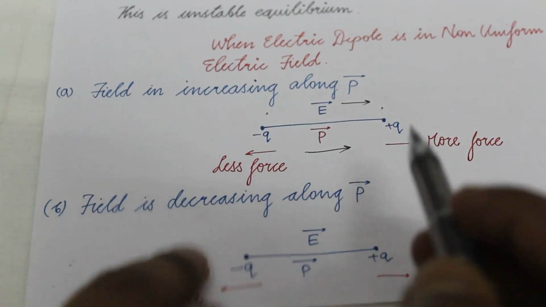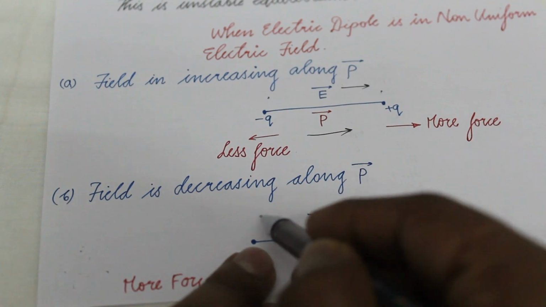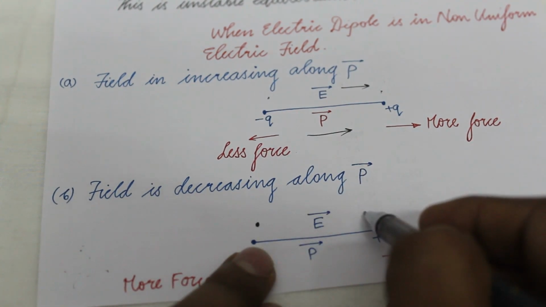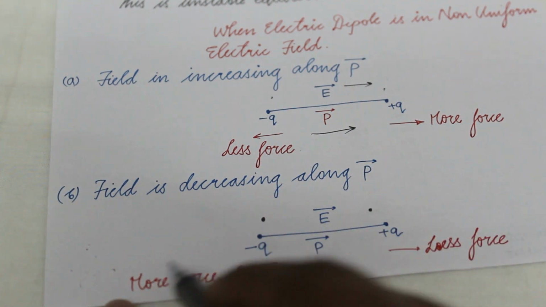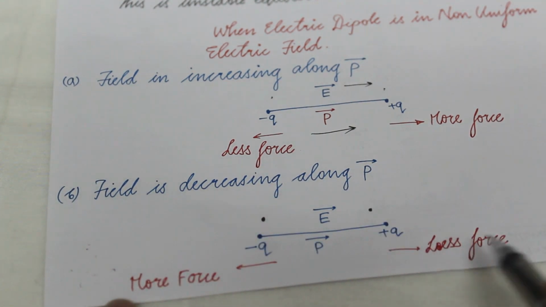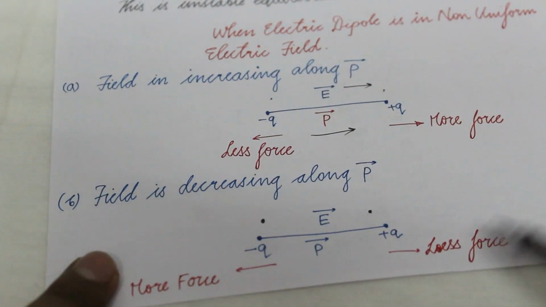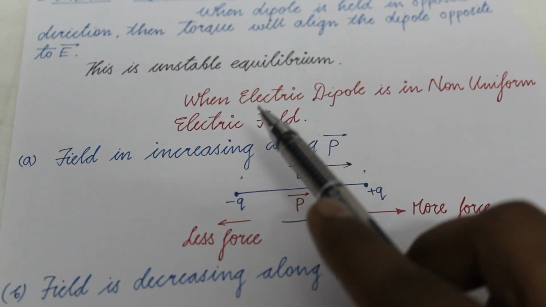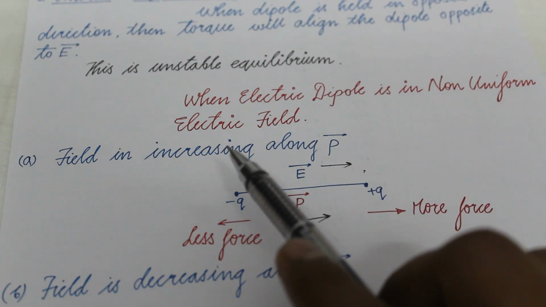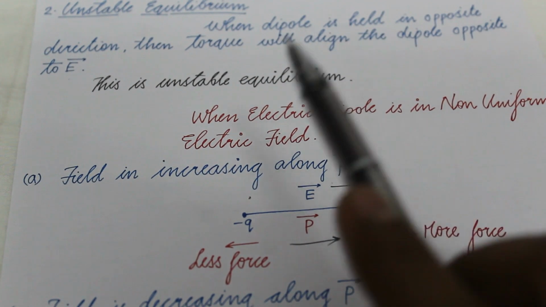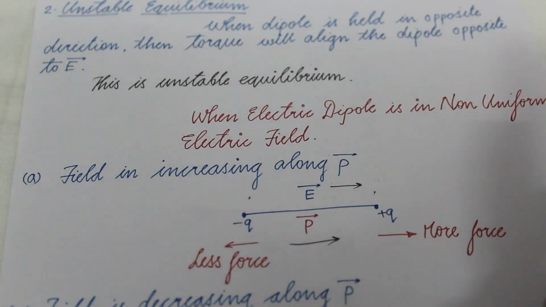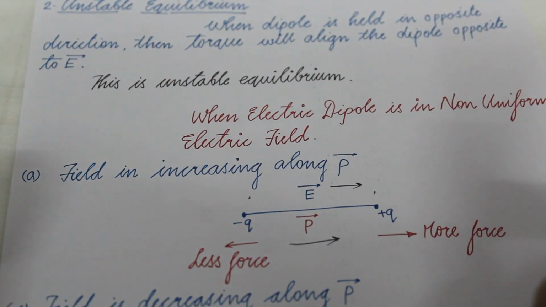What if it is decreasing? Decreasing means the intensity of electric field at this point is more as compared to this point. So obviously minus Q will observe a greater force as compared to plus Q. These conditions arise only when the electric dipole is in a non-uniform electric field. Else, in case of uniform electric field, we will study stable and unstable equilibrium and the torque, which is given by the cross product of dipole moment and intensity of electric field.